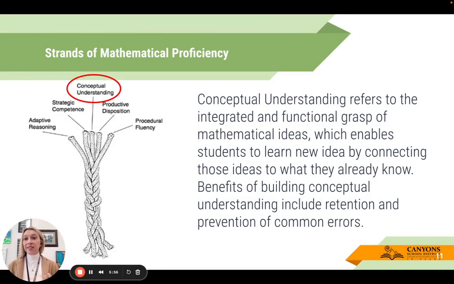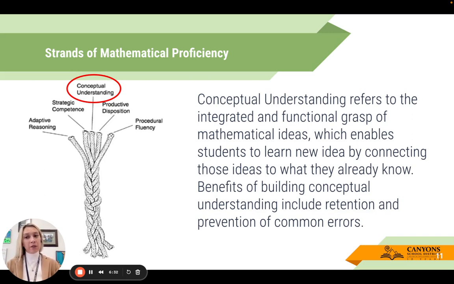So we're going to start with conceptual understanding. This refers to the integrated and functional grasp of mathematical ideas. It's really, what does the math mean? It's less about being able to get the answer right, and more about whether you understand what you're being asked. This enables students to learn new ideas by connecting them to what they already know. The benefits of building conceptual understanding include retention and the prevention of common errors. When students have that strong conceptual understanding, they can identify whether or not their answer is reasonable because they know what they're being asked.